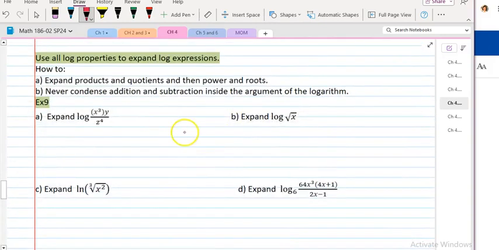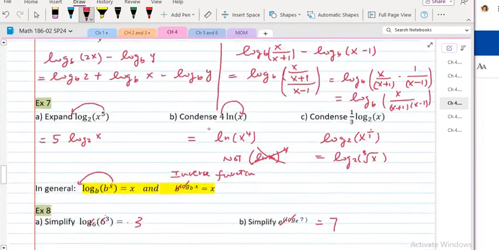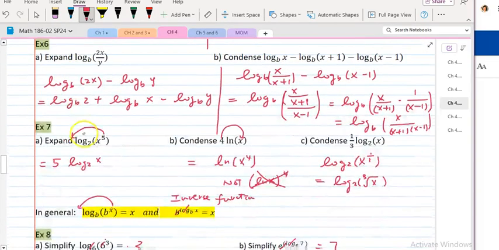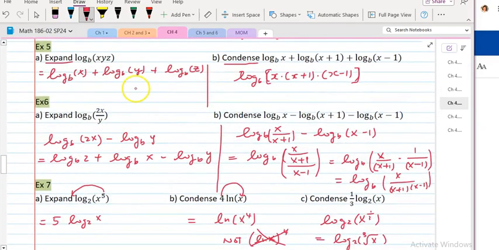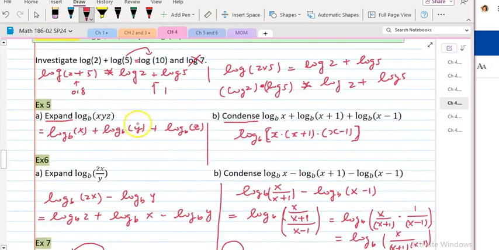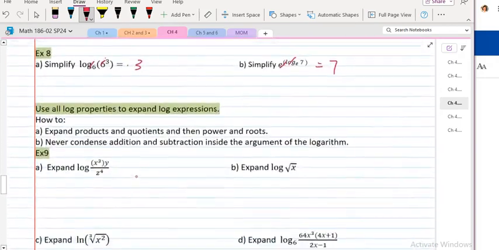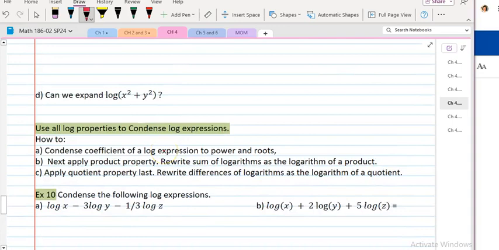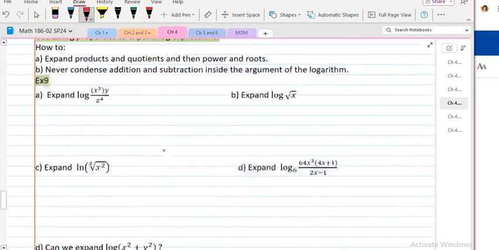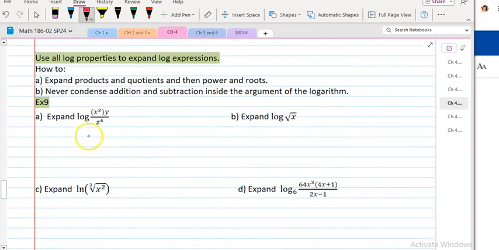The next one is using all properties together. In the earlier examples 5, 6, and 7, we used the product rule, quotient rule, and power rule individually. Now we are expanding a more difficult one. Maybe I'll do another video for the more difficult example of using all log properties in the next video.